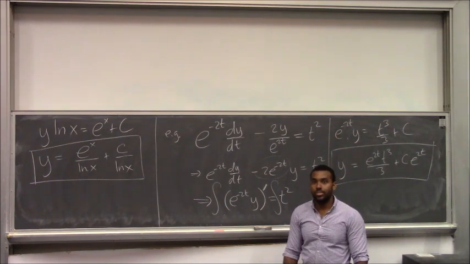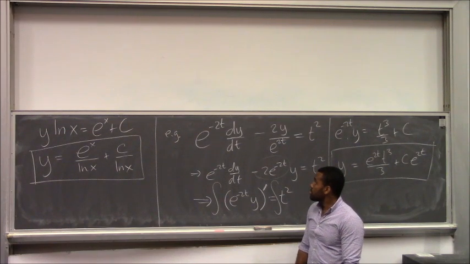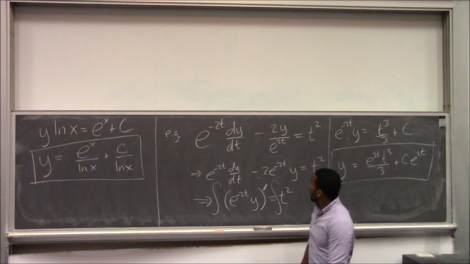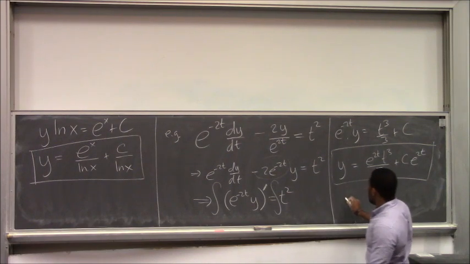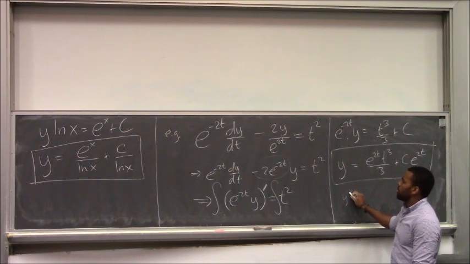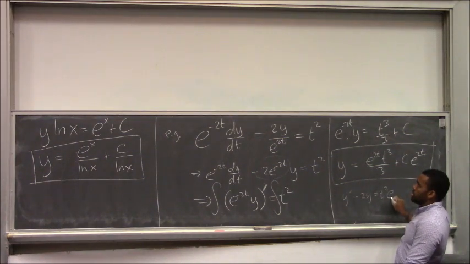If you were to factor out the e to the 2t, because that's what I thought at first, would you be able to do anything? Yeah, you're right. Sure. Because then you take out the factor and multiply both sides, and you get e to the 2t. So you would get y prime minus 2y equals t squared e to the 2t.